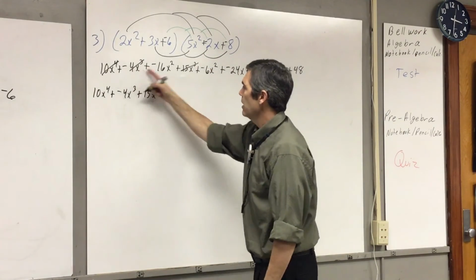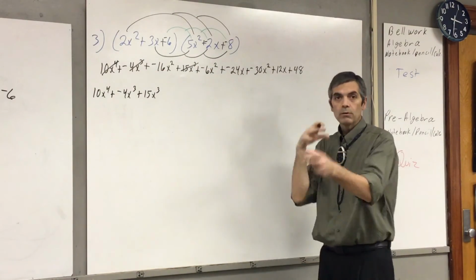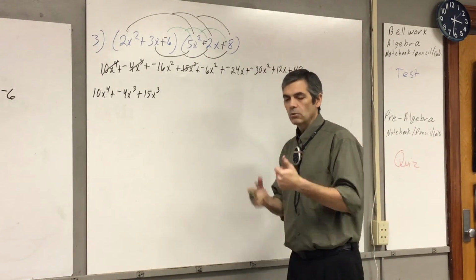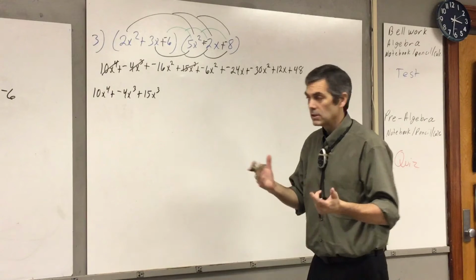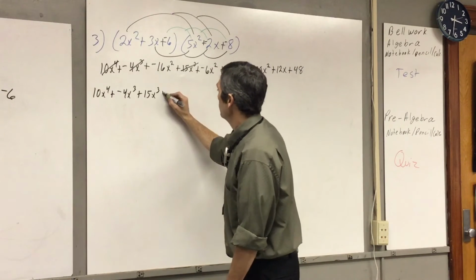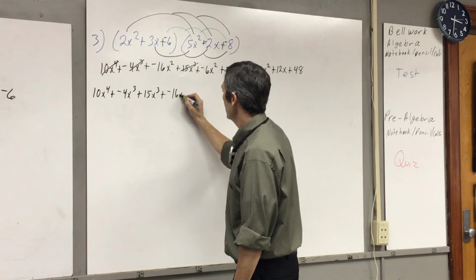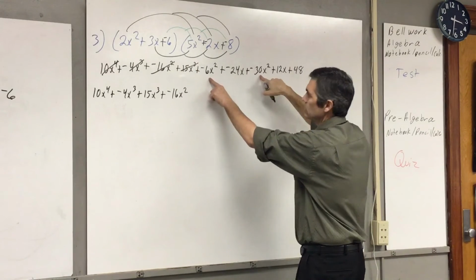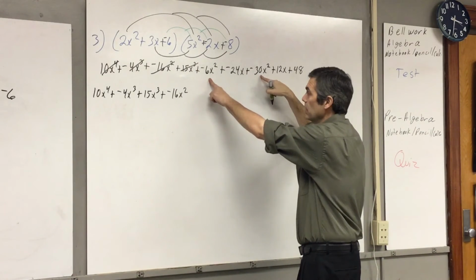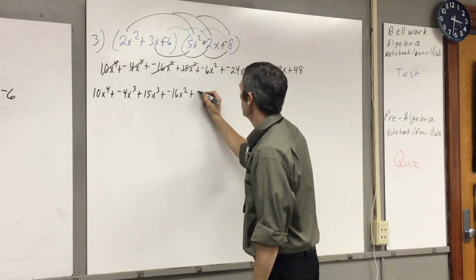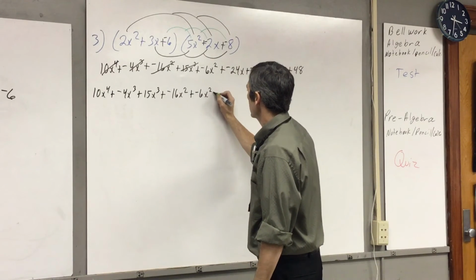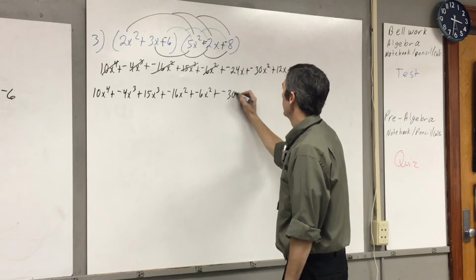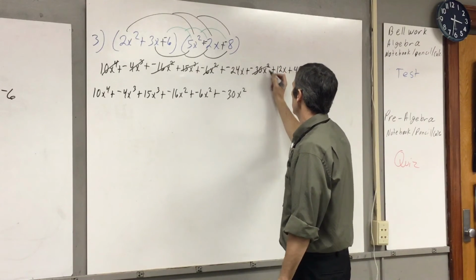And because this is all addition, I get to rearrange these. I get to regroup them, right? Associative and commutative properties, I get to use those. Plus negative 16x to the second power, there's that one. Oh, and then look here, there's two others with x to the second power, so I'm going to put them there. Plus negative 6x squared, there's that one. Plus negative 30x squared, there's that one.